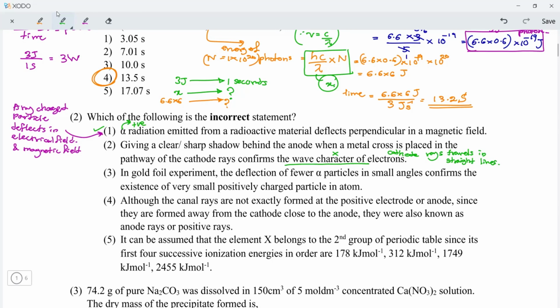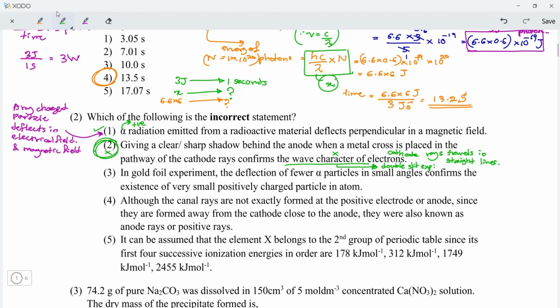If you want to observe the wave character, you can search the internet and see. This experiment is not in our syllabus. If you want to check the wave character, you have to do the double slit experiment, not this one. This is for cathode ray experiments, and it is telling you that cathode rays are traveling in straight lines. So then it is wrong. They are asking for the incorrect one, and here you have the incorrect one. So the second one is the answer.